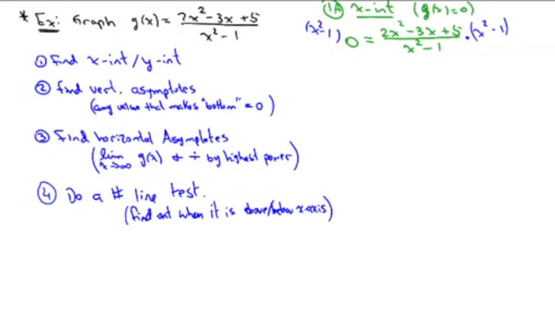Now, the nice thing is the x squared minus 1 goes away completely. It's not even on the other side because 0 times it makes it gone. So basically all this is saying is the only way to make this rational expression equal to 0 is when the top is equal to 0. The bottom can't do it. So now you get this equation: 0 equals 2x squared minus 3x plus 5. How do you solve that equation? Stare at it.